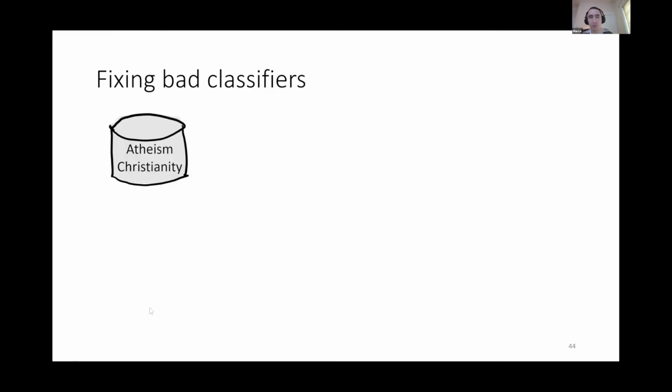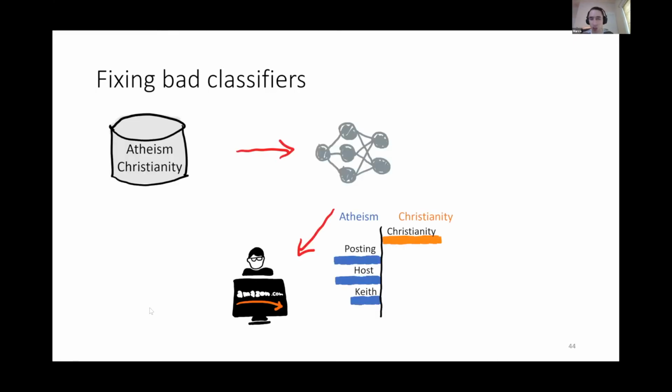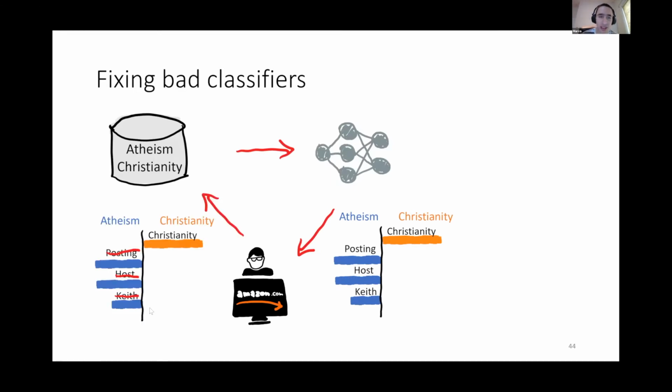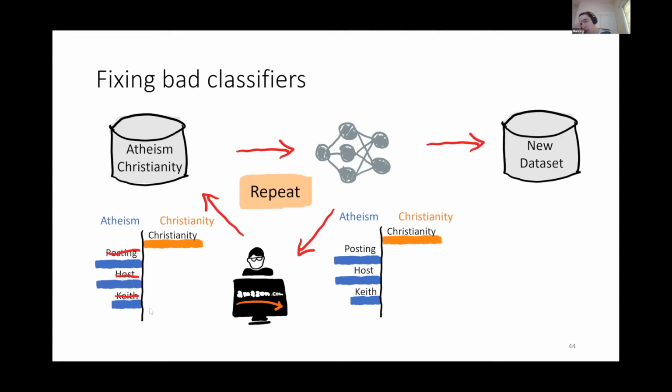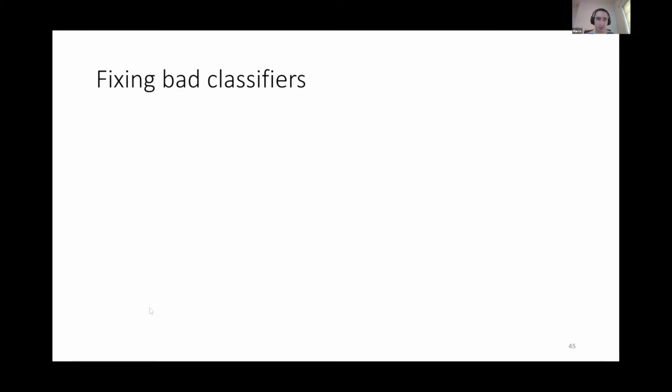And here's the procedure. We have the original data set. We show people explanations and we ask them to click on what doesn't make sense. So they're saying, look, Posting, Host, and Keith have nothing to do with atheism and Christianity. Please remove these features and retrain the model. And we repeat this process a few times. And then we evaluate the model on a new data set that Turkers don't know about, so they can't be overfitting to that, to see whether it generalizes better.